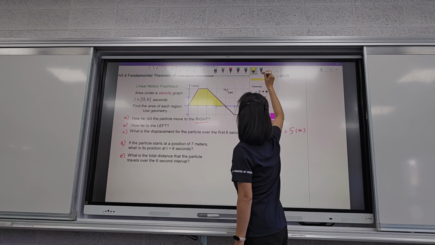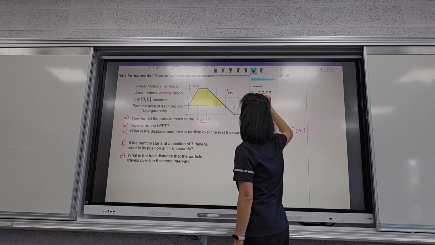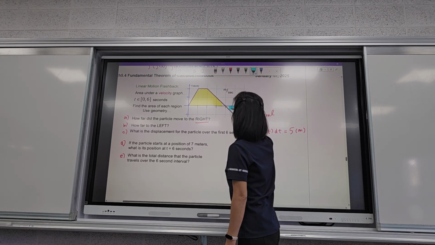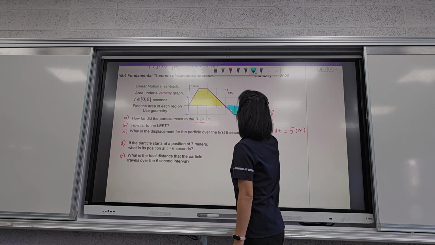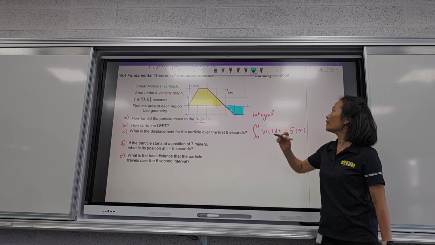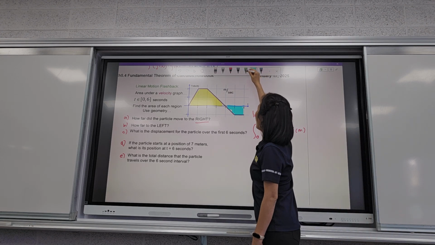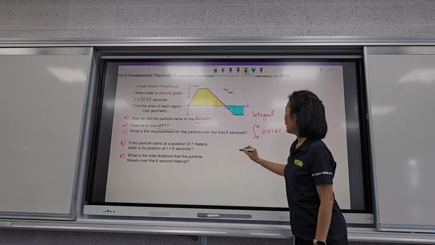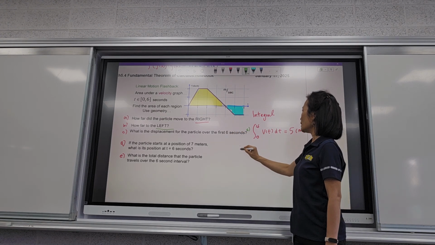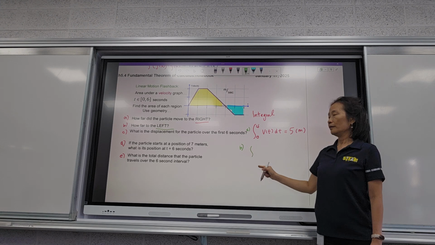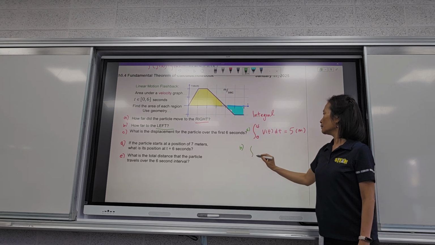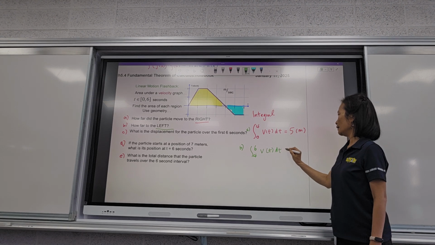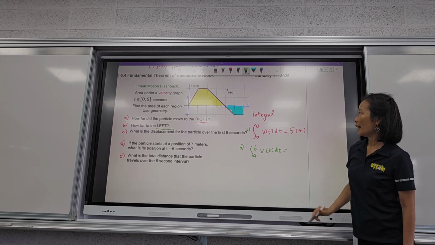Now, the next one is how far to the left? When velocity is negative, it's moving to the left, and that's how much. So Iris, can you help me with the integral notation? What is B? Integral from 4 to 6 of v of t dt. Good. And what is that?